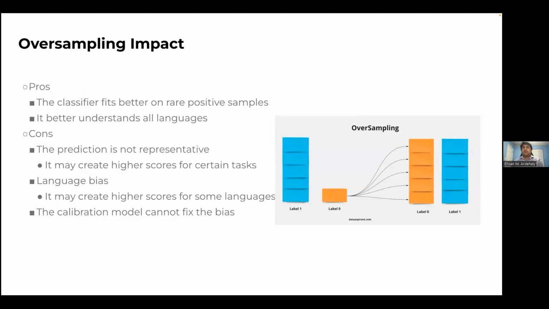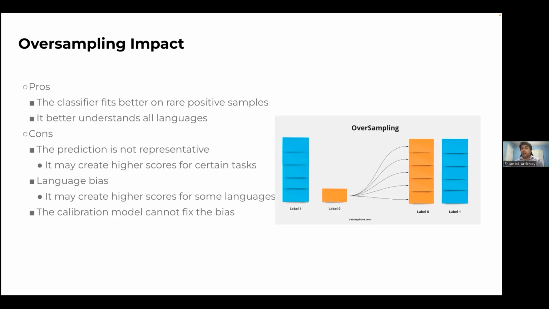So as I mentioned, there are some advantages in oversampling. Obviously, we want the classifier to observe more positive classes, especially when we are dealing with very, very rare classes, and also to better understand all languages. But on the other hand, the prediction is not representative because we trained on an oversampled population, and it could have higher scores for certain tasks. So the output population may not be representative, and for some tasks it generates higher scores, for some tasks smaller scores, depending on the oversampling algorithm.